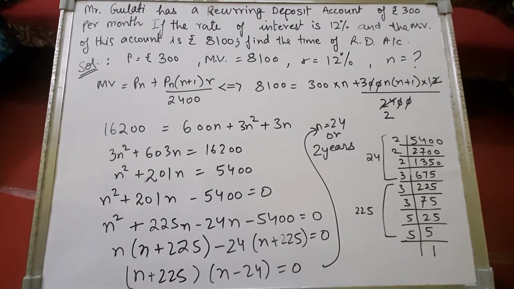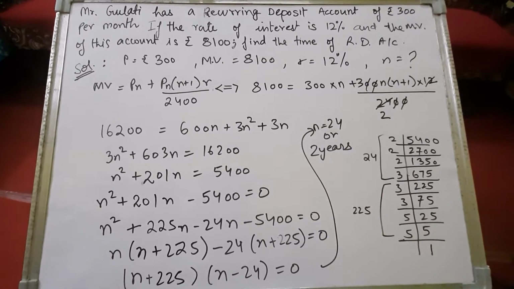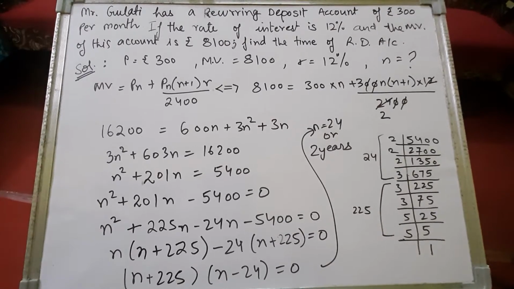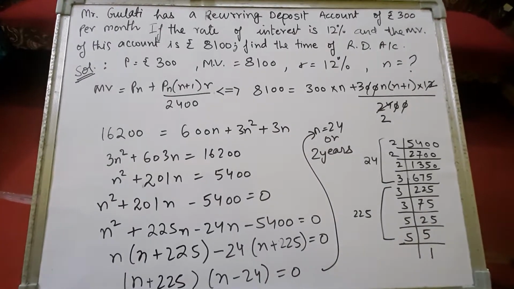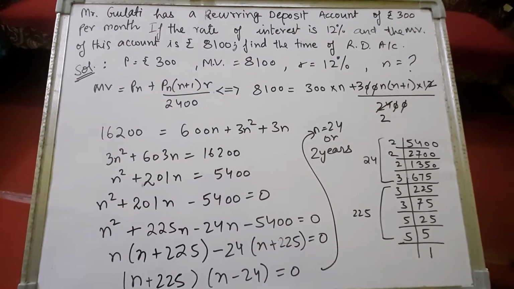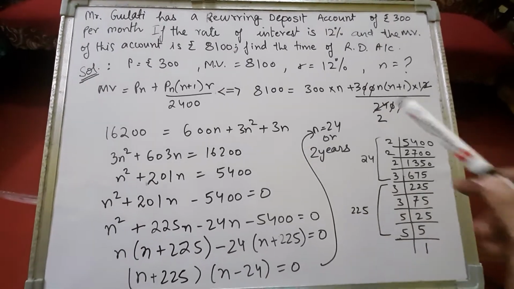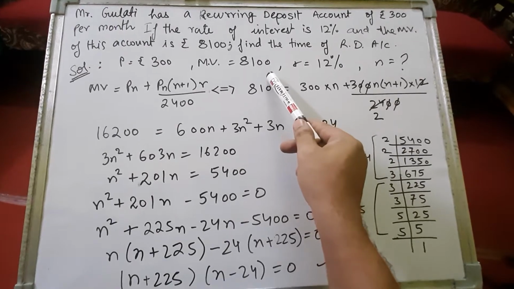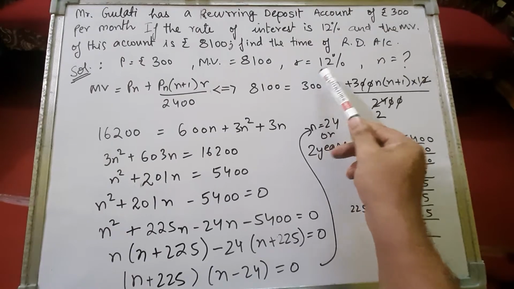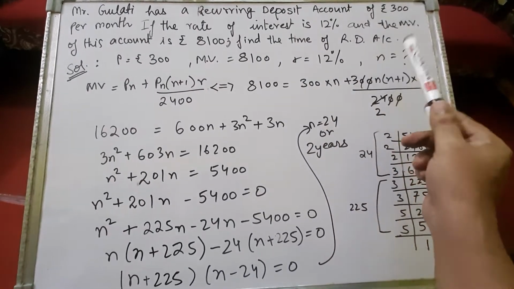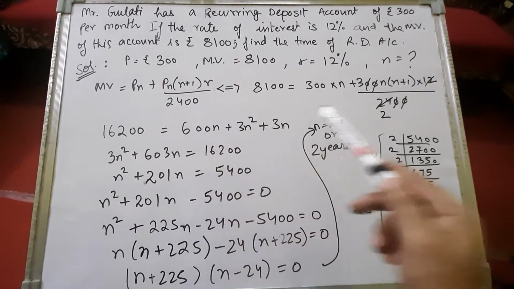From the given information in the question, rupees 300 per month is deposited by Mr. Gulati, so the value of P will be rupees 300. After the time completes, the maturity value secured by Mr. Gulati is rupees 8100. The rate of interest given by the bank is 12% per annum, and the value of n we have to calculate. Now we know the formula for finding the maturity value is nP plus Pn(n plus 1) into r upon 2400.